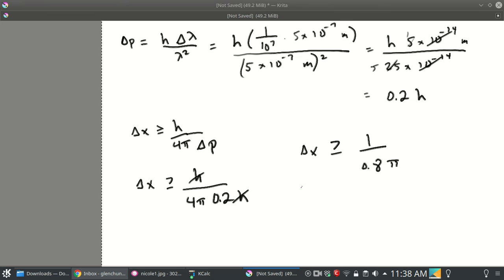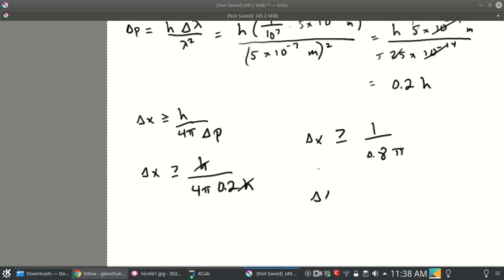Jeez. So the uncertainty is kind of huge compared to the wave. It is greater than or equal to 0.4 meters, which means that it is greater than or equal to, what is 0.4 meters? It's like 40 centimeters. So that's more than a foot. You have no idea where the photon is. You don't know where that thing is. You just don't know. Okay, so that's what I'm getting for B.